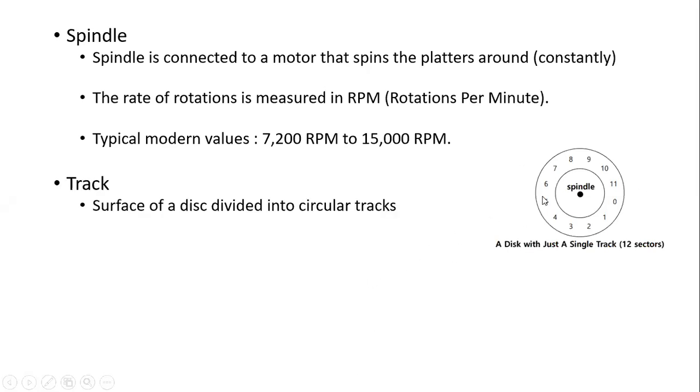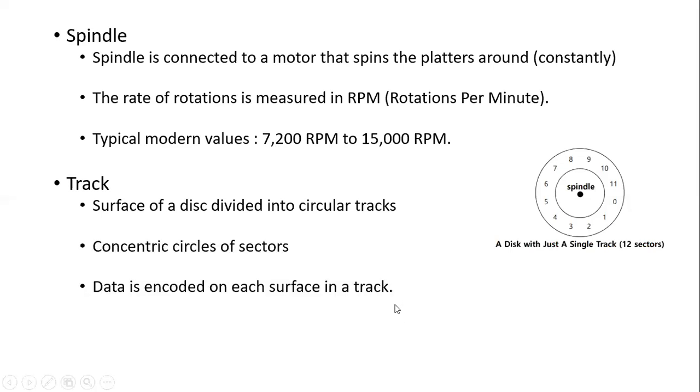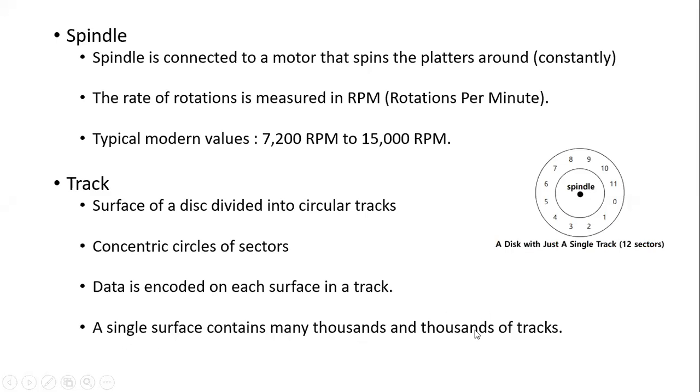Then we talk about the tracks. The surface of a disc is divided into circular tracks. This disc may have thousands of tracks, and those tracks are divided into a number of sectors. That is the basic geometry, everybody knows it, right? The data is encoded on each surface of a track. The tracks have a number of sectors, and a sector is nothing but one block. A single surface contains many thousands of blocks, right?